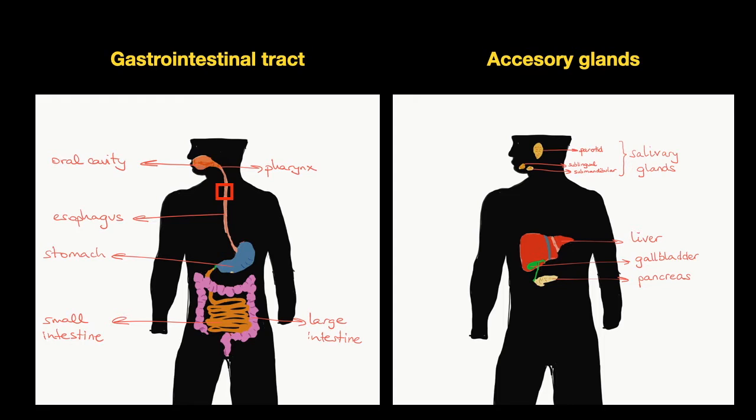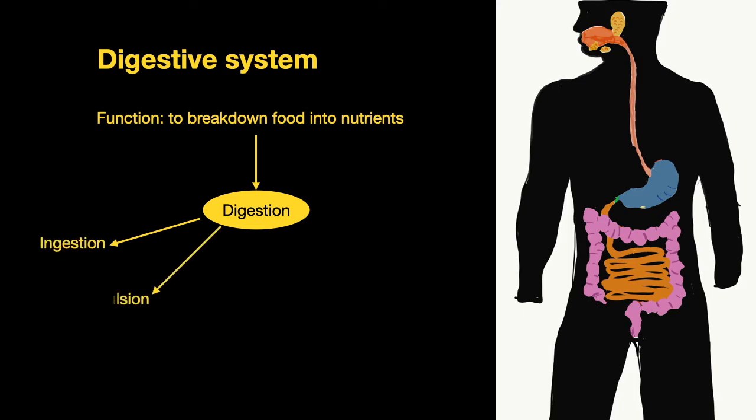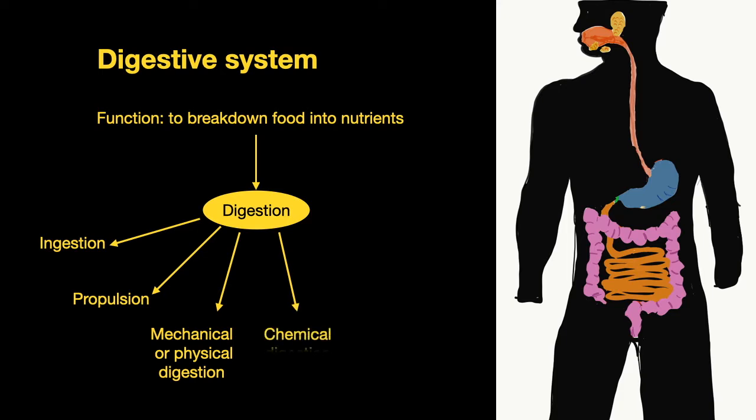The function of the digestive system is to break down food into nutrients, which is called digestion. Nutrients can be used by our cells. To carry out digestion, the digestive system performs 6 activities: ingestion, propulsion, mechanical or physical digestion, chemical digestion, absorption, and defecation.